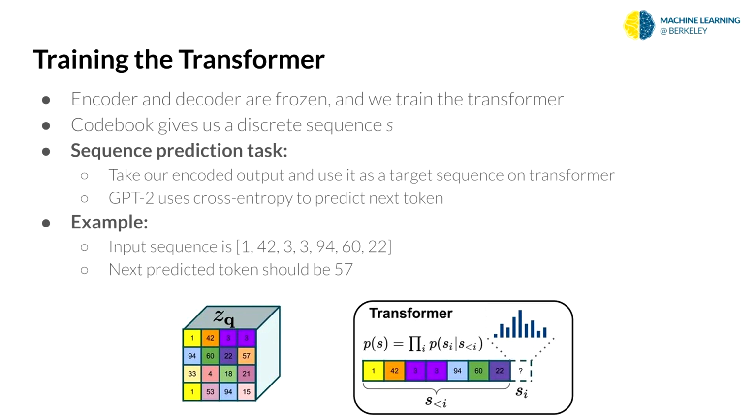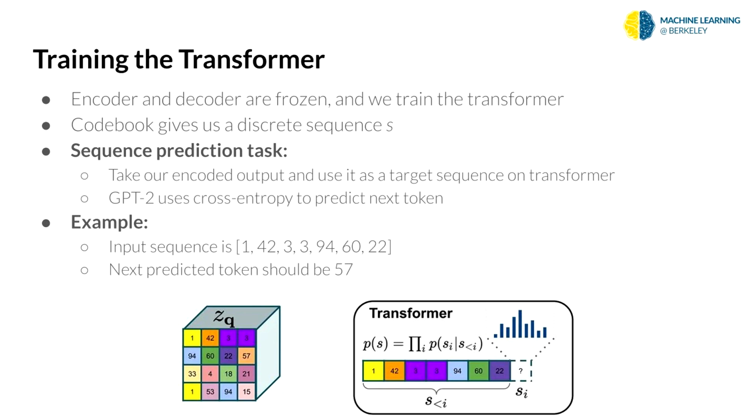A concrete example of sequence prediction: let's take a look at our codebook here, CFQ. The input sequence is 1, 42, 3, 3, etc., all the way to 22. And we're asking the transformer, hey, predict the next token for me. I'll tell you if you're right or not. The next predicted token should be 57, because we essentially take the codebook and we find it. Does that make sense?